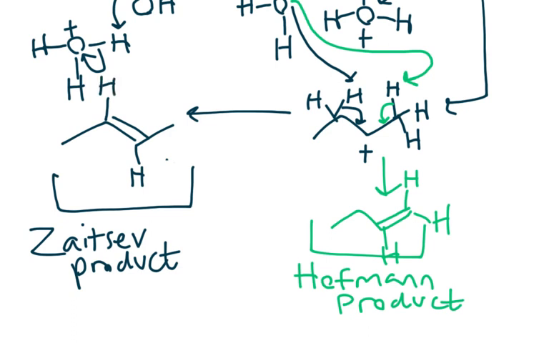So that's what's going on when we get more than one product, is the Zaitsev product or the more substituted product is going to be favored. But some of both are going to be made. So that was dehydration in E1.